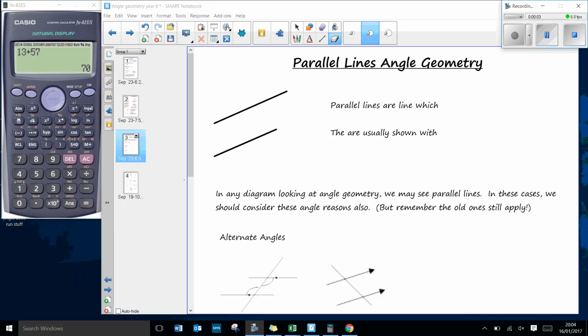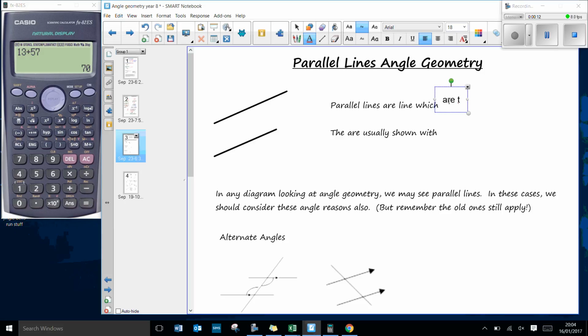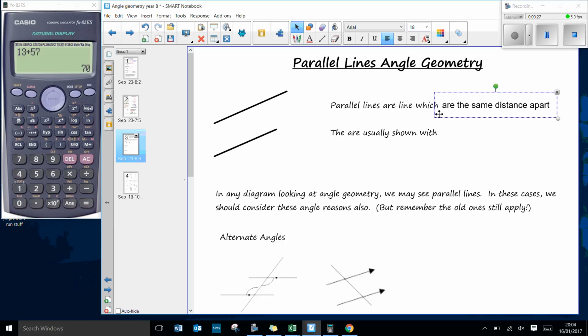Okay, so we've talked about parallel lines recently. Parallel lines are lines which are the same distance apart. Some may suggest that parallel lines are lines which never meet, but we do need to be mathematically correct. Parallel lines are lines that are always the same distance apart. That's the better description of them.